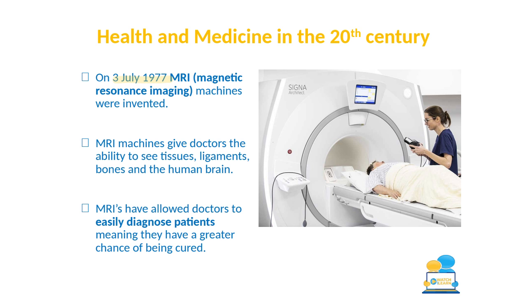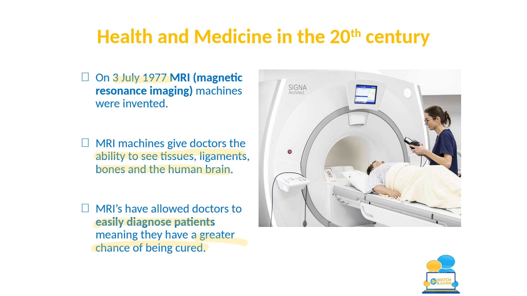So MRI machines gave doctors a really good chance and ability of diagnosing ailments. Before this, it was kind of guesswork. If you had a pain somewhere, a lot of it was, I think it could be this or I think it could be that. Whereas an MRI could diagnose exactly what was wrong with people. So MRI machines give doctors the ability to see tissues, ligaments, bones, and the human brain. MRIs have allowed doctors to easily diagnose patients, meaning they have a greater chance of being cured.